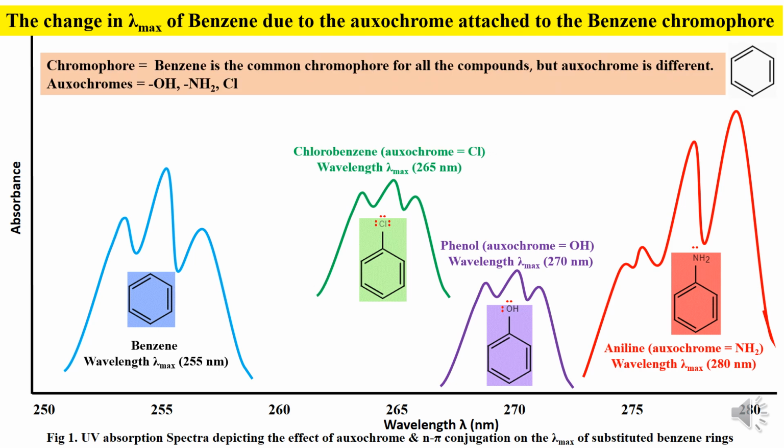So the chromophore is common for all these 4 compounds. Benzene is the common chromophore for all the compounds, but the auxochrome is different. The auxochrome is chlorine in case of chlorobenzene, hydroxy group in case of phenol, and amino group in case of aniline. So you can see that there is a varying effect on the lambda max. And this happens due to n-pi conjugation, that is, due to hyperconjugation between the non-bonding electrons on the heteroatom and the pi system of the benzene ring. So definitely the auxochromes have a varying effect on the lambda max of benzene.